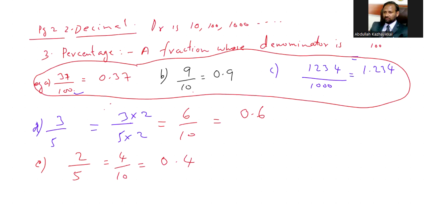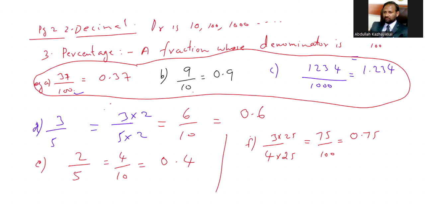Okay. Suppose another example. Numerator is 3, denominator is 4. What to do? Can I make 4 into 10? No. So what to do? You have to make 10 or 100 or 1000. 4 into 2, 8. No, 10 is not possible. Try 100. 100 divided by 4, that is 25. 4 into 25, so 3 into 25. 3 by 4, that means 75 by 100. This is a decimal. 75 by 100, that means 0.75.